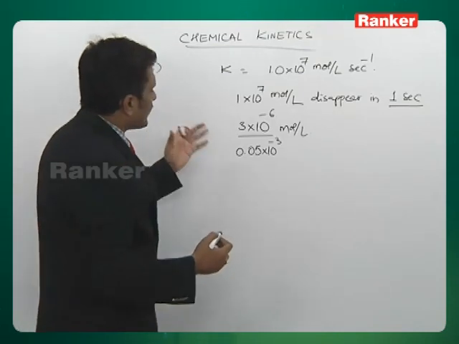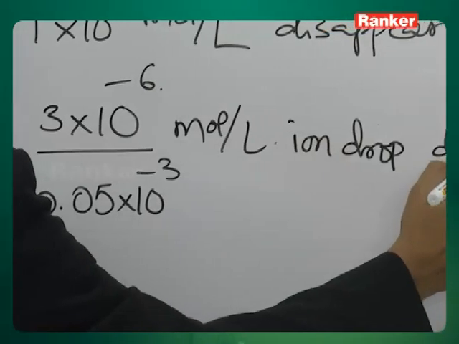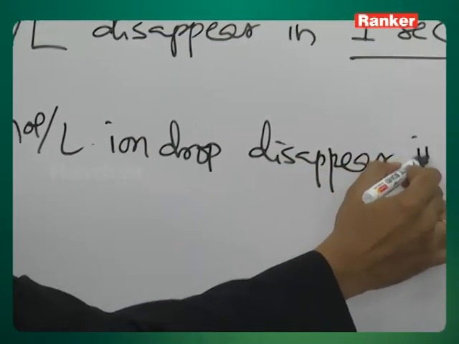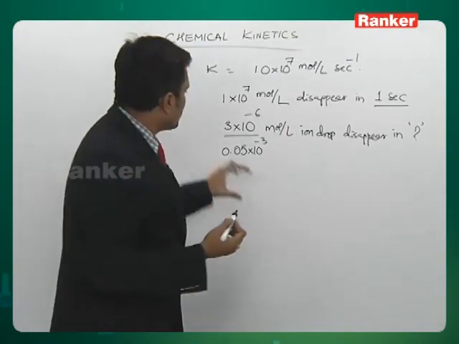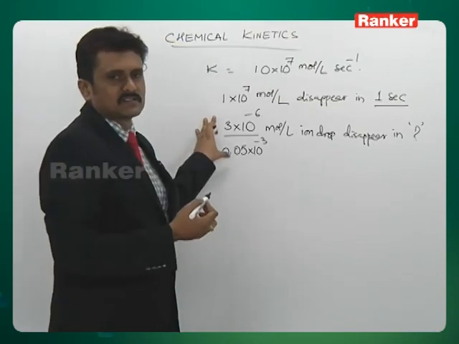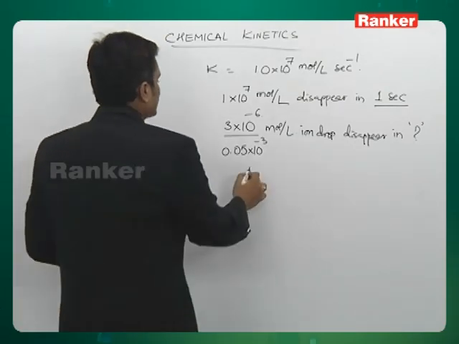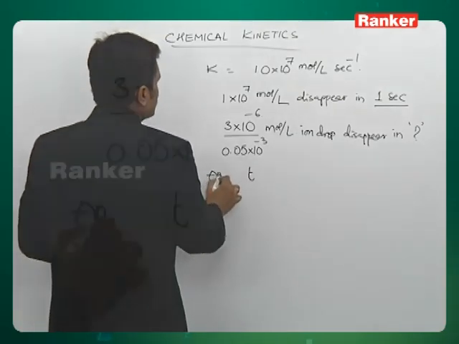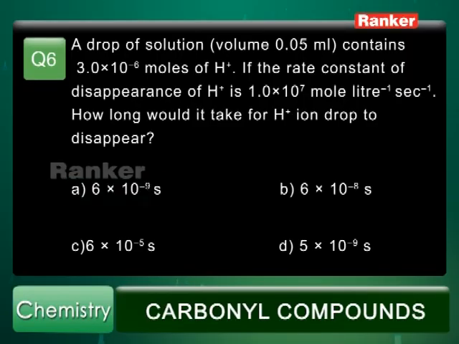You know that this H plus ion drop disappears in how much time? Then you have been asked to find the time which is required to disappear the H plus drop which is having this much concentration. After simplification, you will be getting the time required for the drop to disappear after such substitution as 6 into 10 to the power minus 9 second. That is, the answer for this question is A.